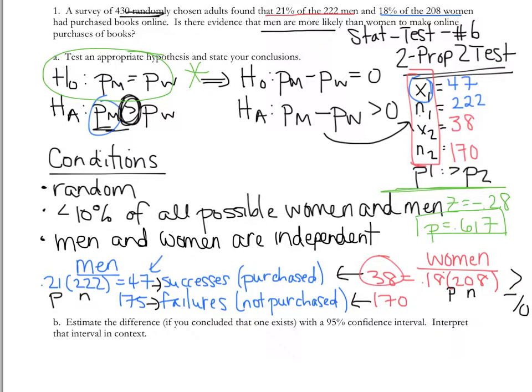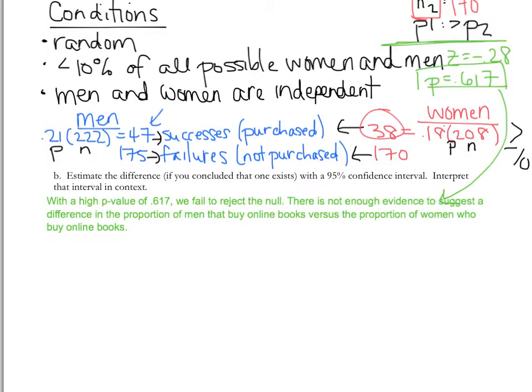So we're going to write that final sentence, and I ran out of room here, so I'm going to squeeze it in down below in part B, where you should have plenty of room to do the next problem. My conclusion sentence is: with a high p-value of 0.617, we fail to reject the null. There's not enough evidence to suggest a difference in the proportion of men that buy online books versus the proportion of women who buy online books. Keep in mind that I probably should have listed my alpha in the beginning.